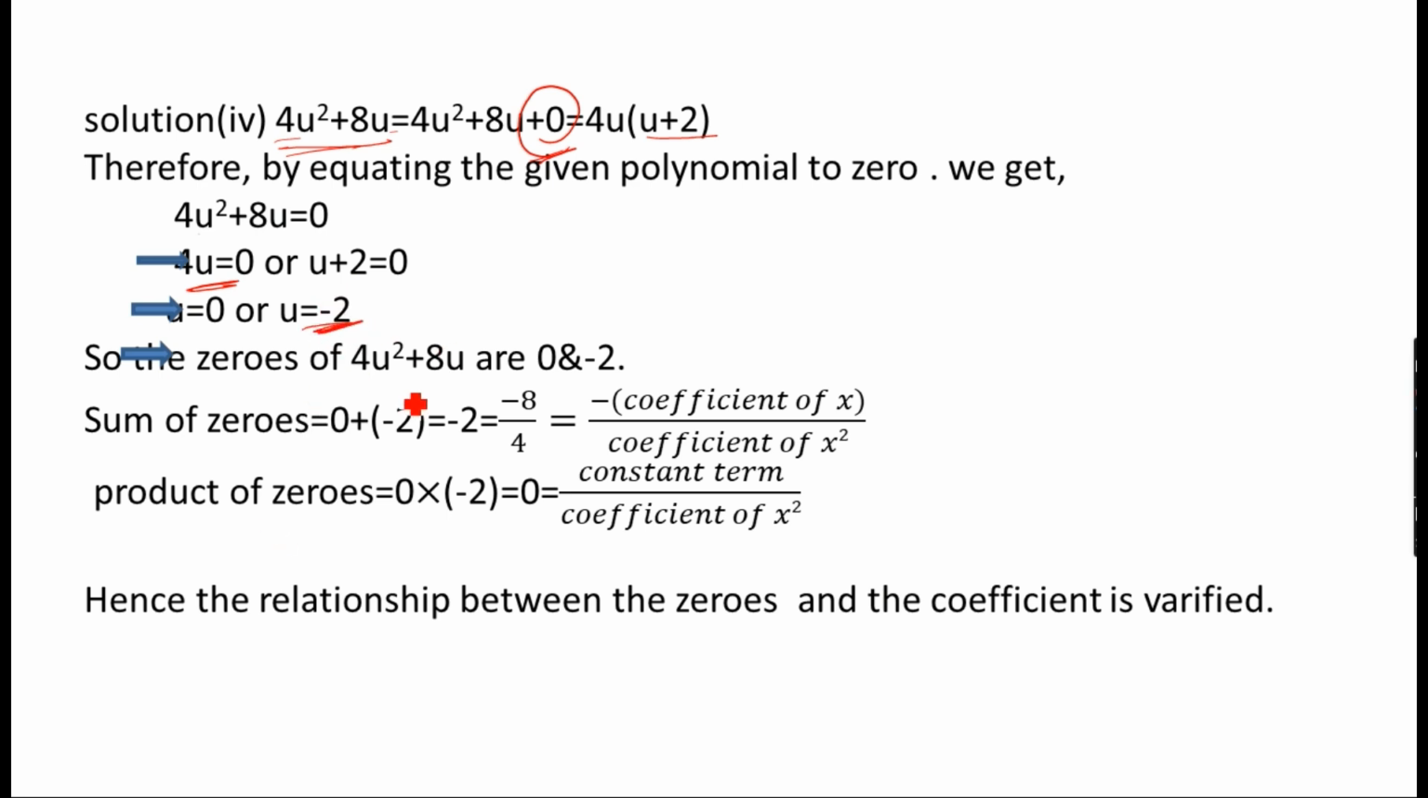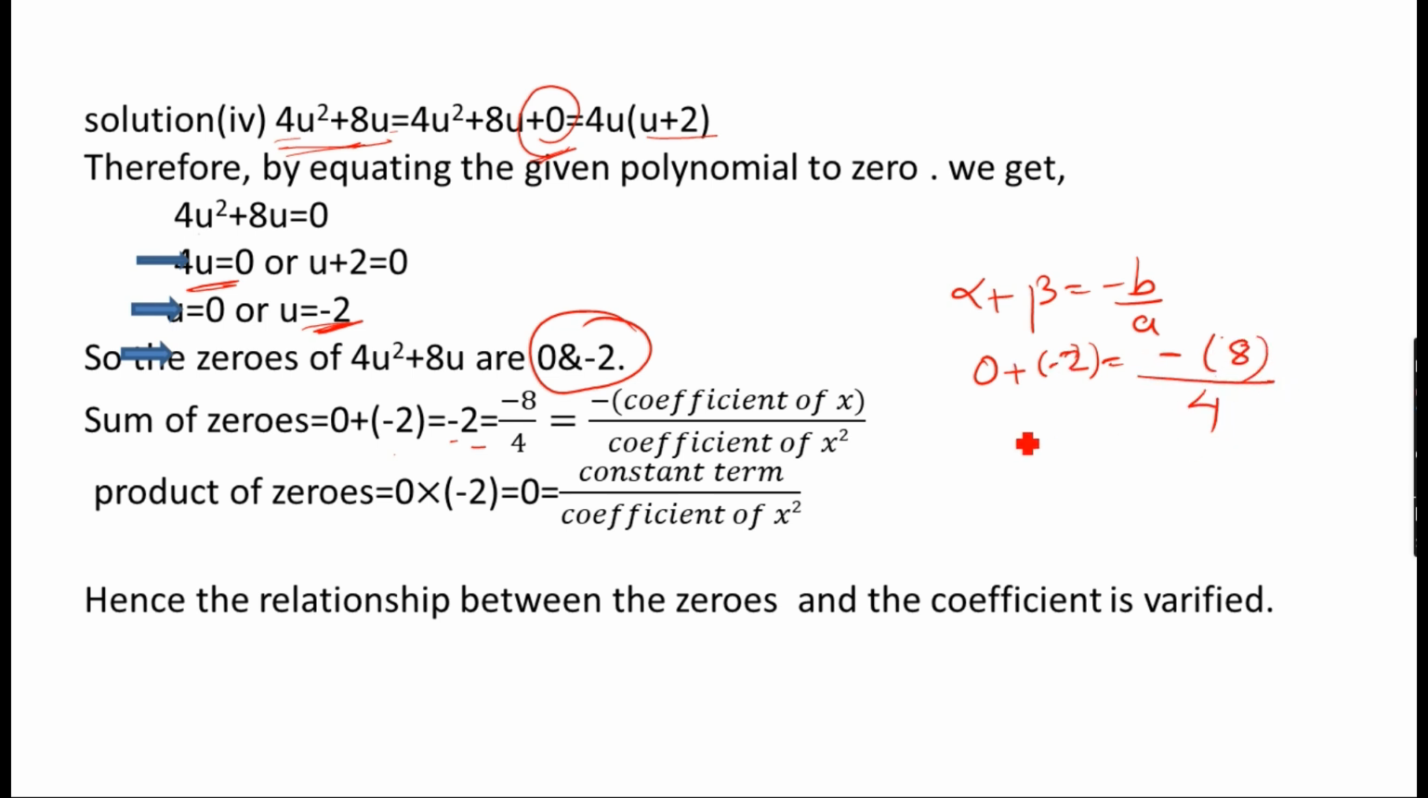Therefore, the two roots of the equation are 0 and minus 2. And we know that the sum of the zeros is 0 plus minus 2, which is equal to minus 2. And the coefficient of x is 8. Putting the values in alpha plus beta equals minus b by a, alpha is 0, beta is minus 2, which is equal to minus the coefficient of b, 8, over the coefficient of a, 4. Minus 2 is equal to minus 2. Hence, the relationship between the zeros and the coefficients is verified.